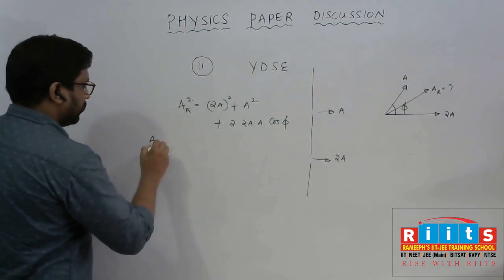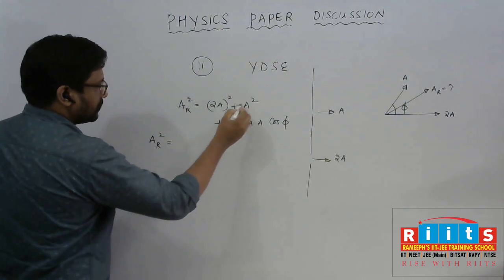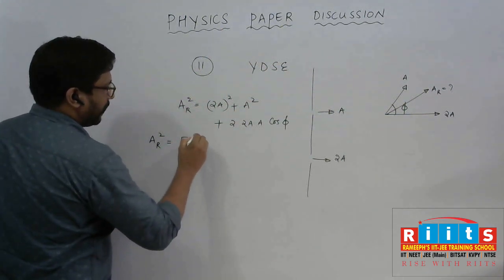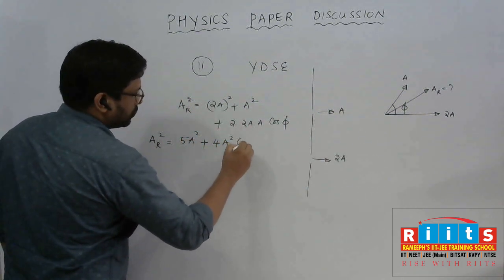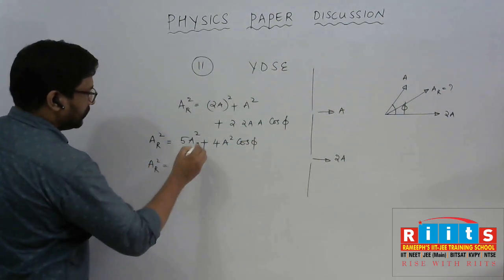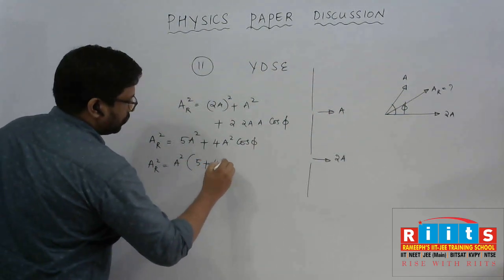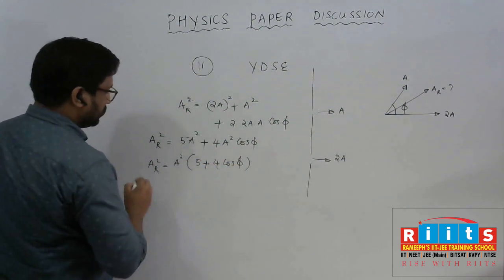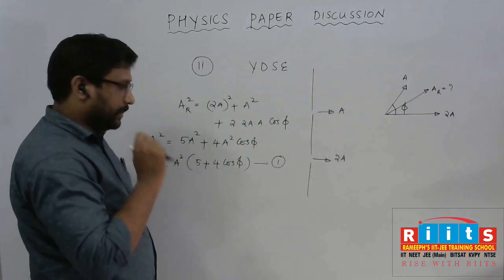So AR square, the resultant amplitude square, you are getting 4A square plus A square, 5A square, plus 4A square cos phi. You can take the A square term out: A square into 5 plus 4 cos phi. So this is the equation which is giving the resultant amplitude square.